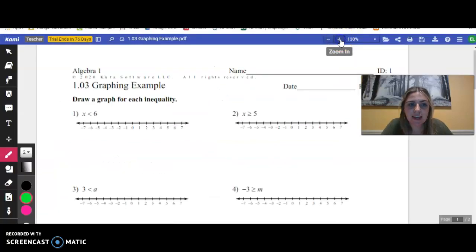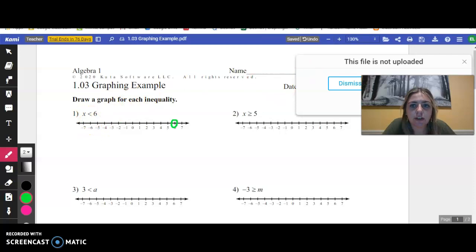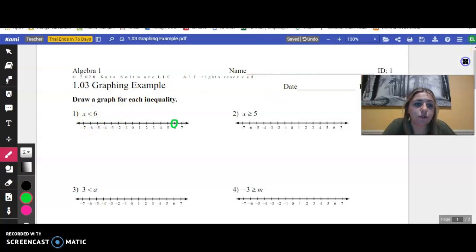Okay, so today we are going to practice graphing inequalities. So the first thing I'm going to do is I'm going to look here, and this says X is less than 6. So I'm going to start by drawing a dot at 6 on the number line. And then I'm going to look and see, do I need to leave it open or closed?